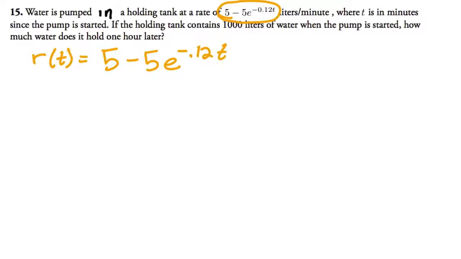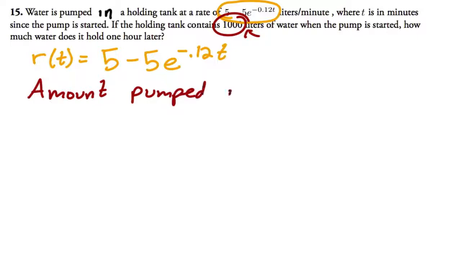You could find the antiderivative and use this as your initial condition, but it's just more work. The better way to do it is to find the amount that was pumped in. If you find the amount that was pumped in and you know it had 1,000 liters when you started, then you can just add that to it.